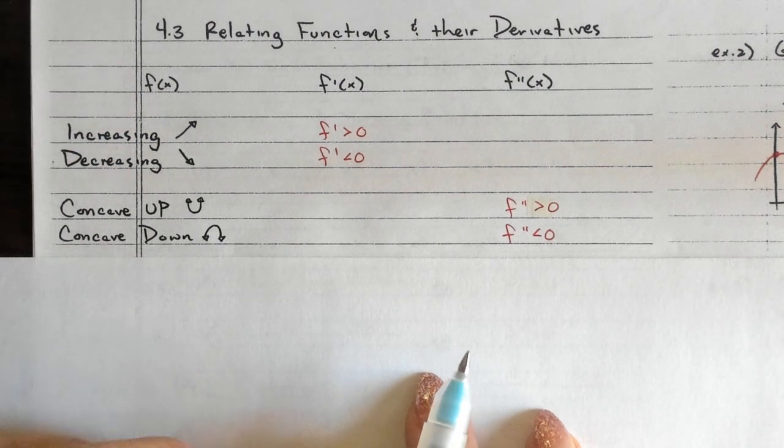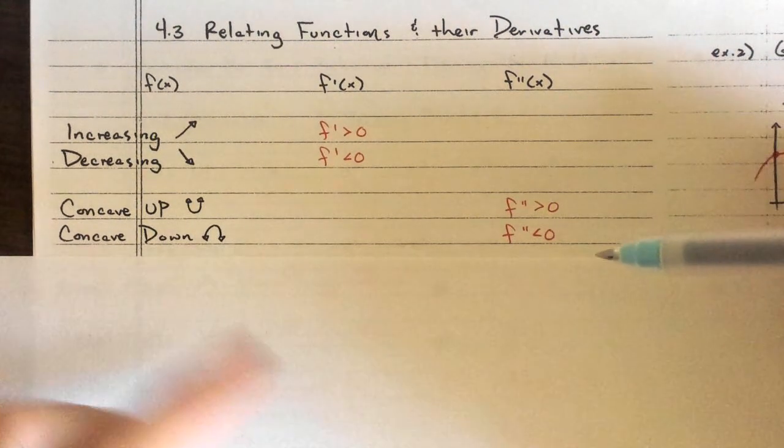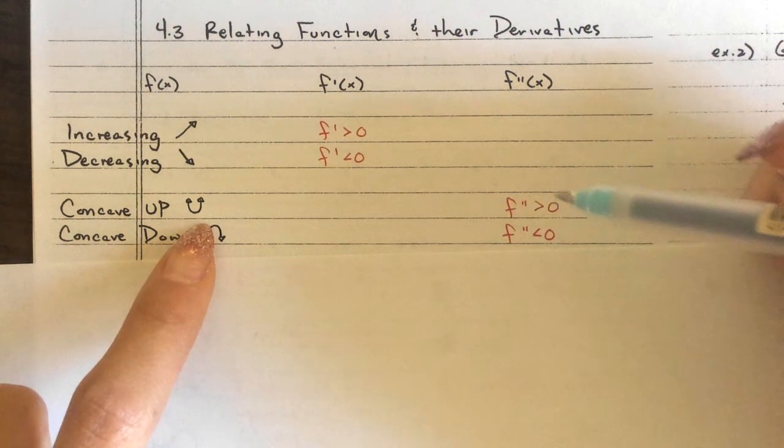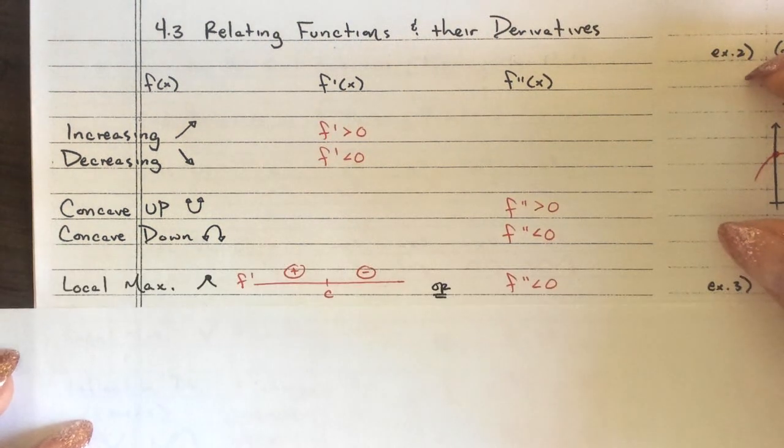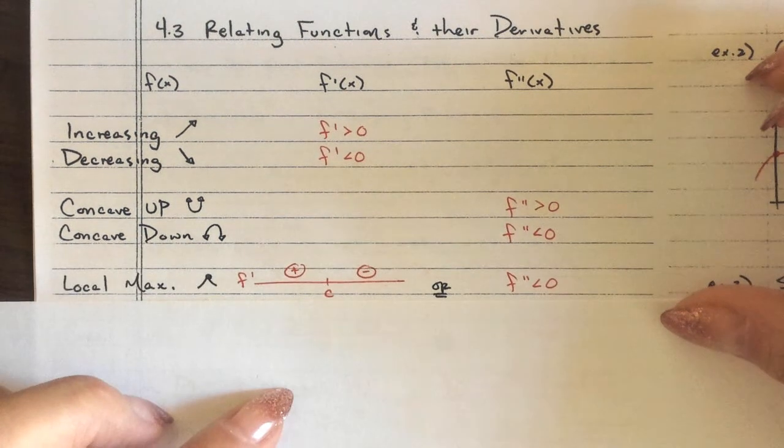Concave up versus concave down. That has to do with the second derivative. So concave up means the second derivative is positive. Concave down means the second derivative is negative. We know this already.